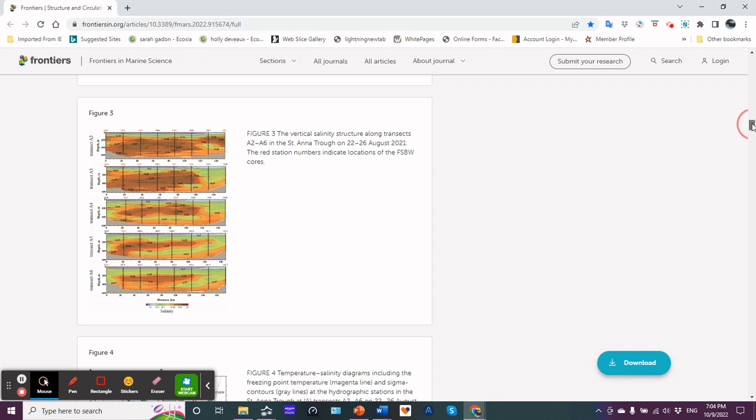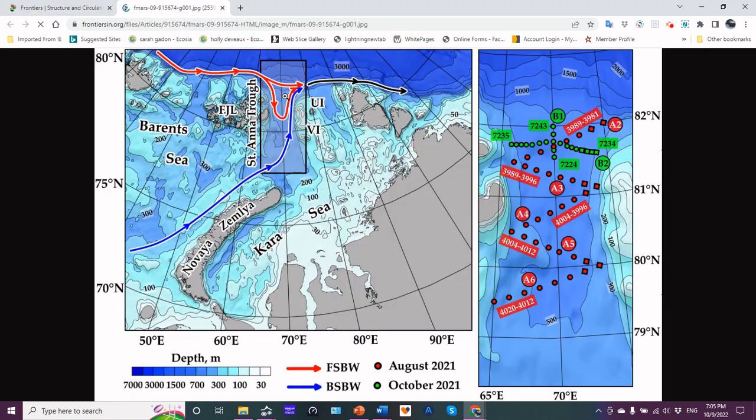So just a reminder, those transects right here, A2, A3, are showing very clearly the Fram Strait branch water. And then when we get down to here, we see slightly lower, not by much, but slightly lower salinity values that are reflecting the Barents Sea branch water. So we clearly see the signals in looking at those figures there.